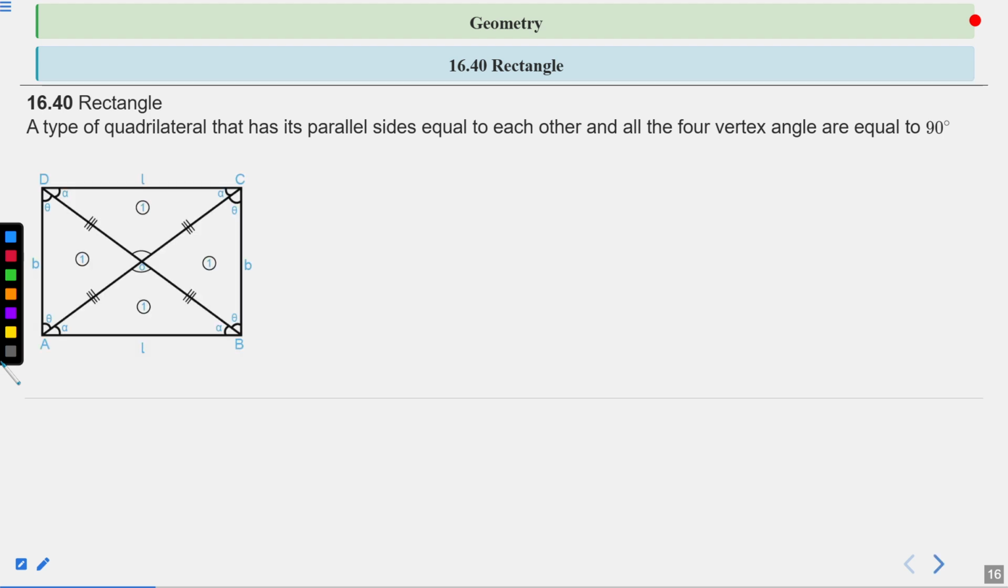So this is the diagram of the rectangle in which length and width are different, and diagonals will be equal in length, and all the sides meet at perpendicular 90 degrees, and opposite sides are equal. So AB equals CD and BC equals AD.